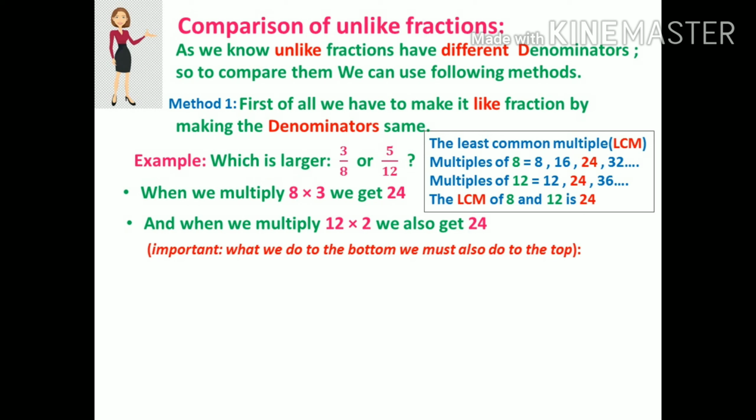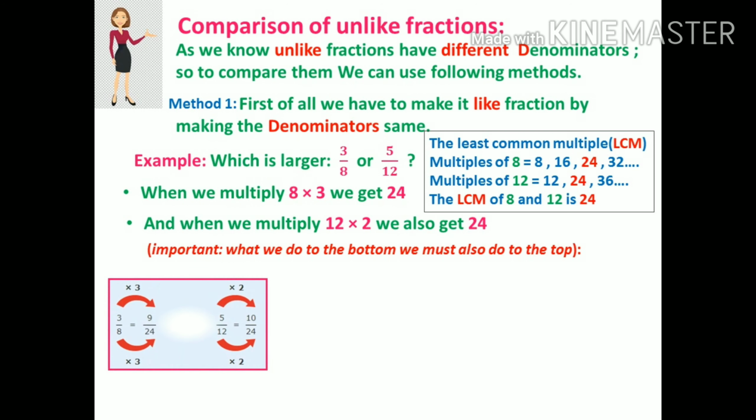But the important thing is, what we do to the bottom, we must also do to the top, which means if we are multiplying the denominators, we have to multiply the numerators with the same number as well, as seen in the figure. We are multiplying the numerator and denominator of 3 upon 8 by 3, and we get 9 upon 24. And we are multiplying the numerator and denominator of 5 upon 12 by 2 to get 10 upon 24.